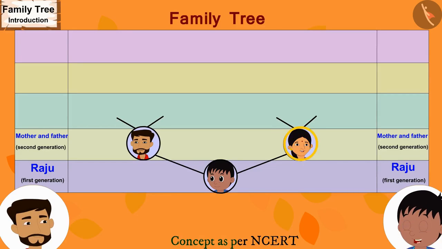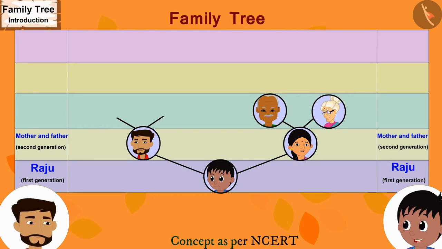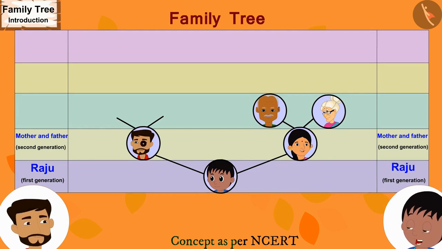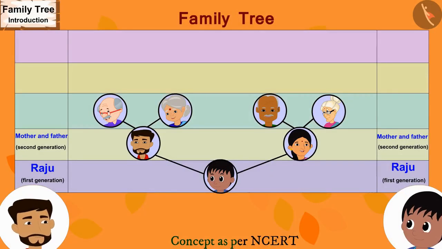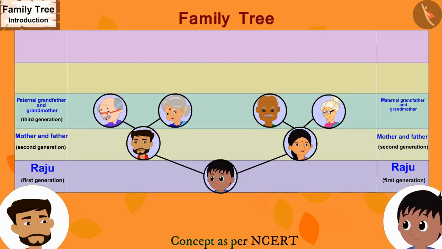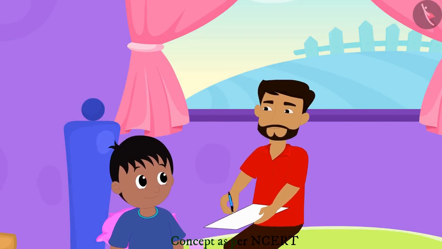You have to write maternal grandfather and grandmother's names on the 2 lines above mother's name, and on the 2 lines above your name you will write paternal grandfather and grandmother's names. That's correct, Raju. Saying this, Raju's father wrote the names of Raju's paternal grandfather and grandmother and maternal grandfather and grandmother's names. Now our family tree is complete, isn't it, Father?